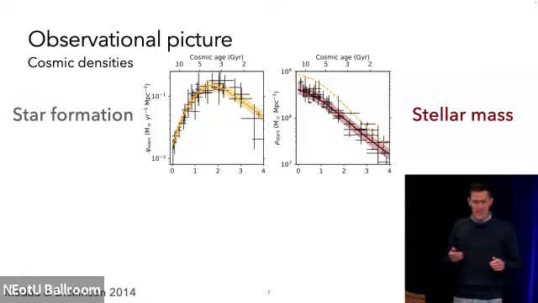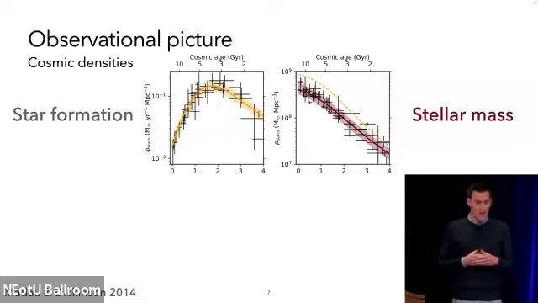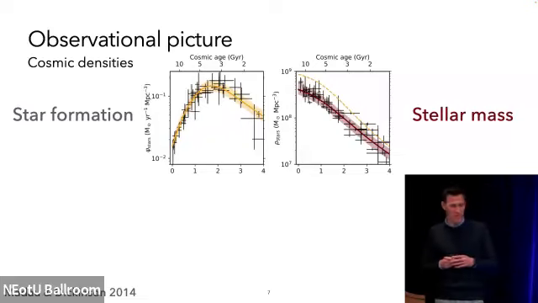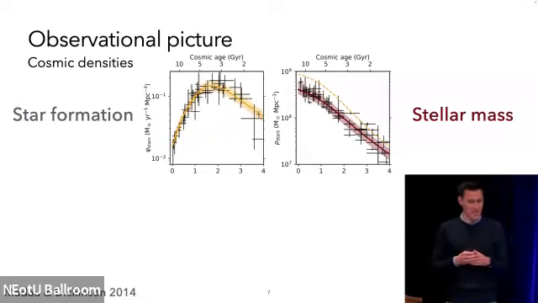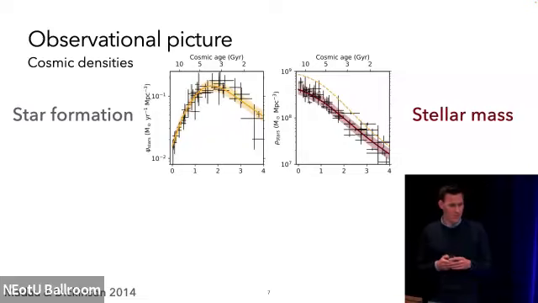Now, moving to the gas phase. I think it's now been known for about a decade or so that the atomic gas, so the H1, does not evolve as dramatically as the star formation rate density, with a decline of maybe a factor 2 or so from high redshift to the present.